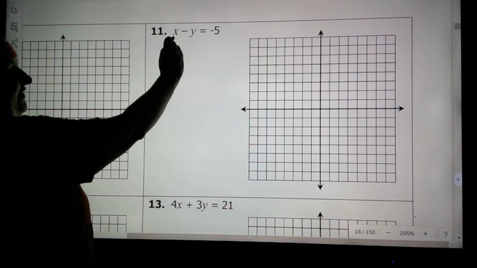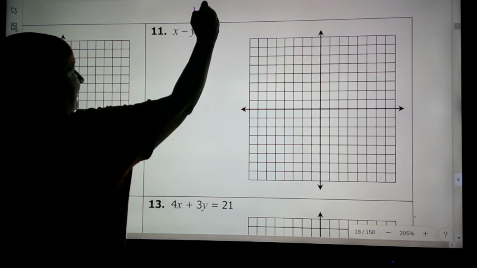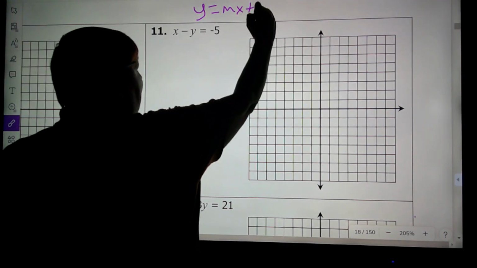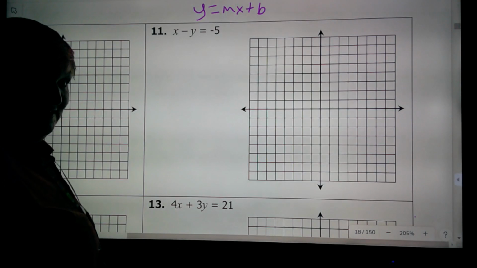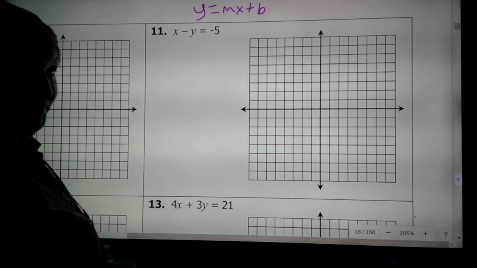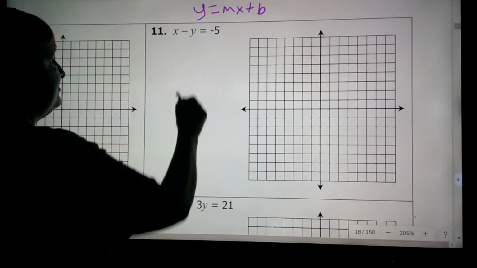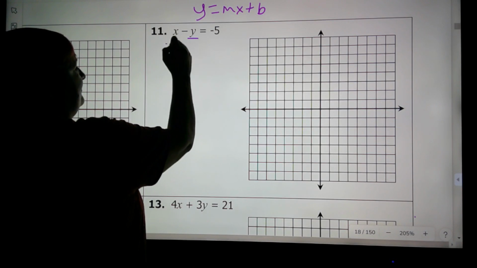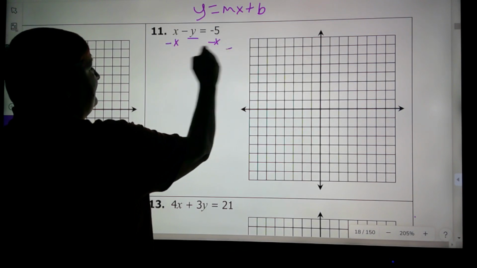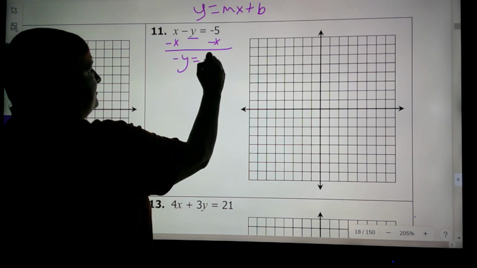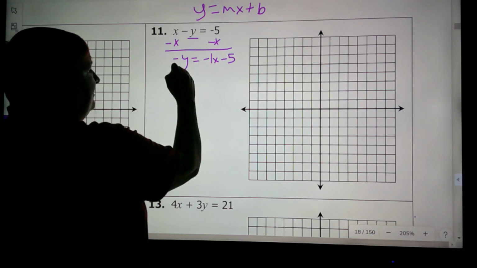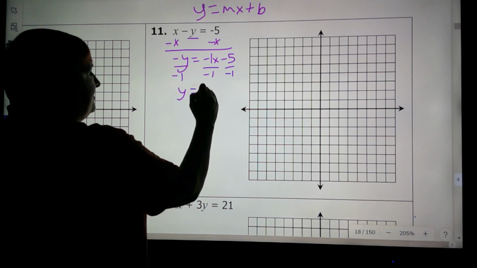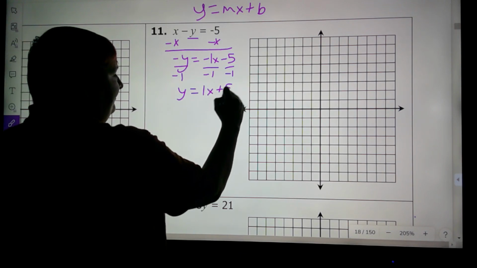Alright, so it's not in slope-intercept form. It's not in y equals mx plus b. I can't graph it if it's not in y equals mx plus b. So I need to put it in y equals mx plus b. I need to solve for y. This is why we learned to do that. This is a positive x. We're going to subtract x from both sides. Negative y equals -1x minus 5. Divide by -1 to get rid of the negative. Y is equal to 1x plus 5.